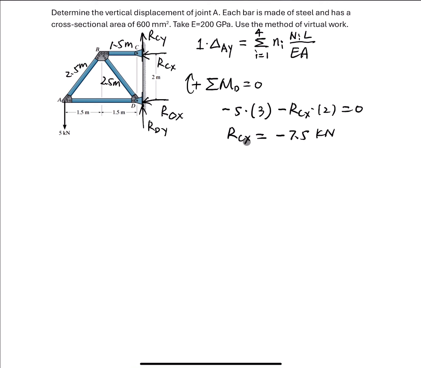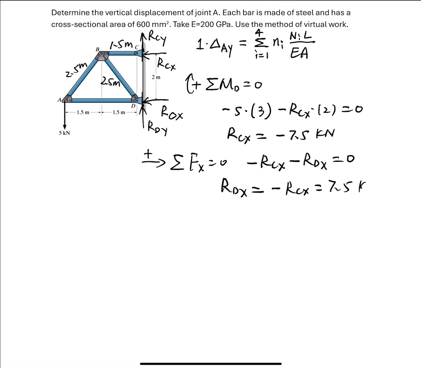So this is RCX. And then we can calculate Rdx as well, because we can easily write down the equation of equilibrium in the x direction equal to 0. If going to the right is positive, we have negative RCX and negative Rdx equal to 0. Then Rdx is equal to negative RCX, which is 7.5 kilonewton. It's positive, so that means Rdx goes to the left direction, this way.